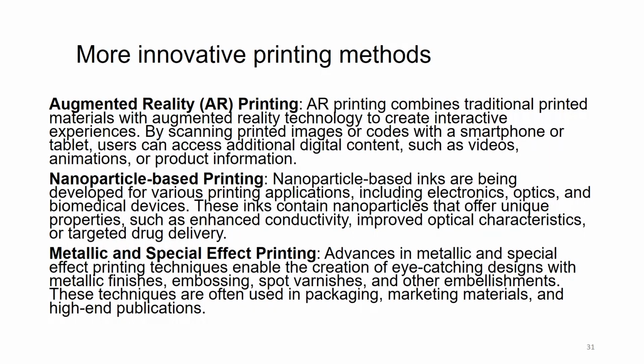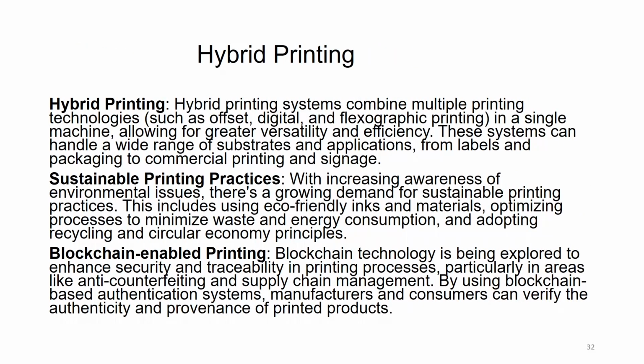So, we are not talking just about fabric, even paper printing and cardboard printing and packaging material printing requires all of this. Hybrid printing. Hybrid printing systems combine multiple printing technologies such as offset, digital and flexographic printing in a single machine, allowing for greater versatility and efficiency. These systems can handle a wide range of substrates and applications, from labels and packaging to commercial printing and signages.